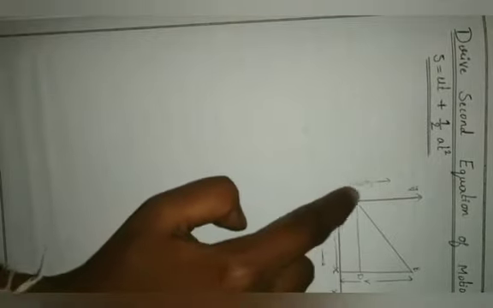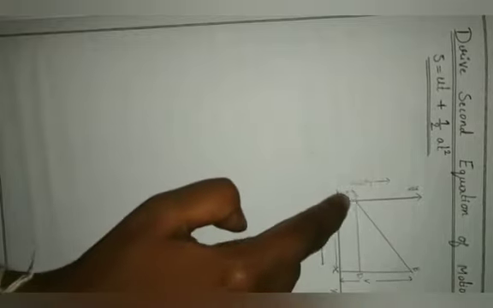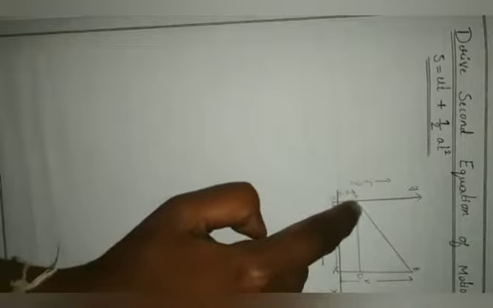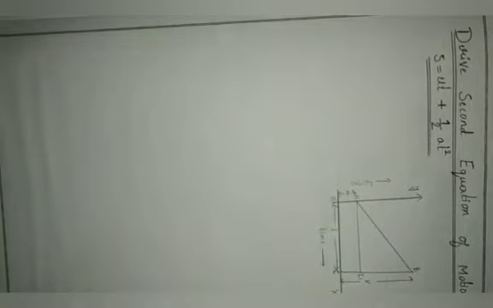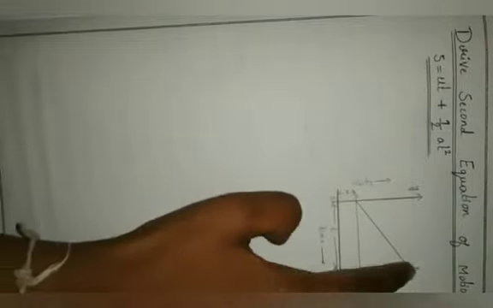Now we have to find out the total distance traveled by the object in time t. Here the total distance traveled by the object in time interval t is equal to the area under the graph. This AB is our graph. So if we find the area under this graph, that is the area of ABCO, we'll get the total distance traveled by the object.